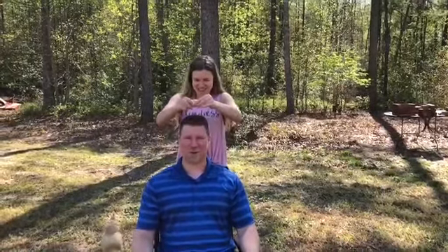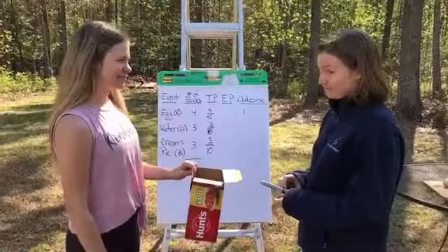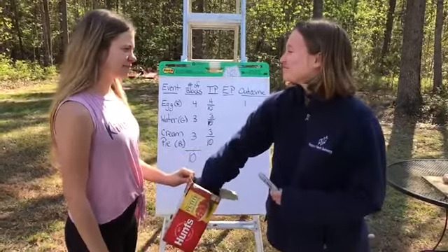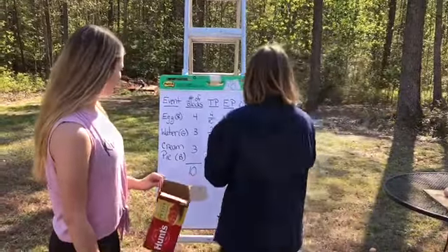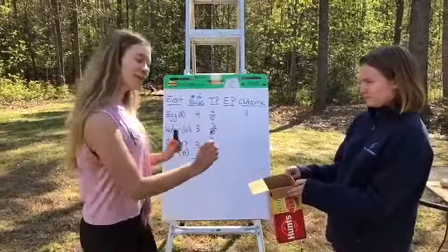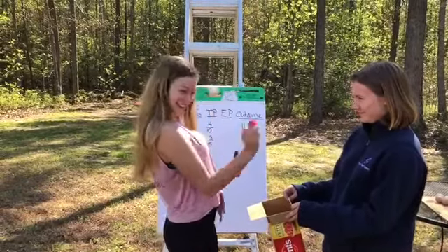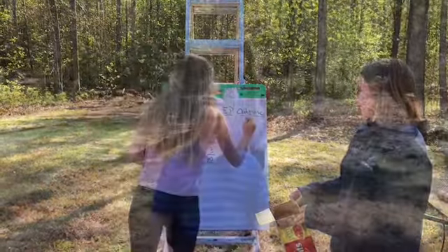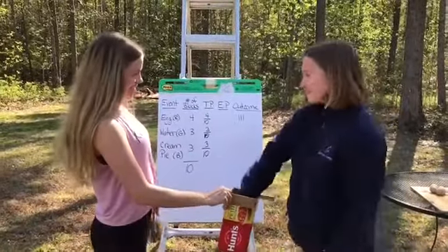I'm just a little nervous. There's egg. Draw 2. Egg. That's gross. Oh my God. Draw 3. Egg. There you go. Draw 4.